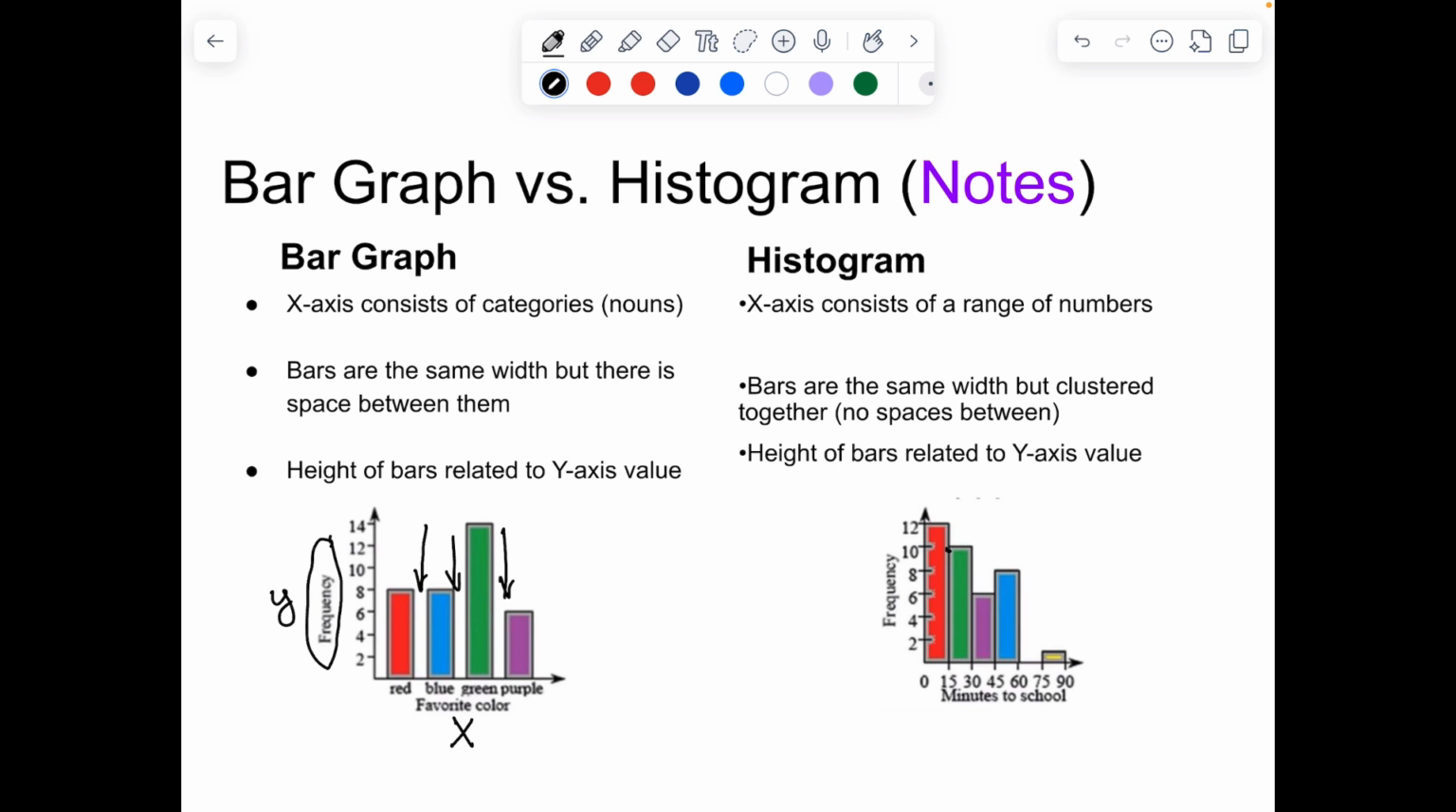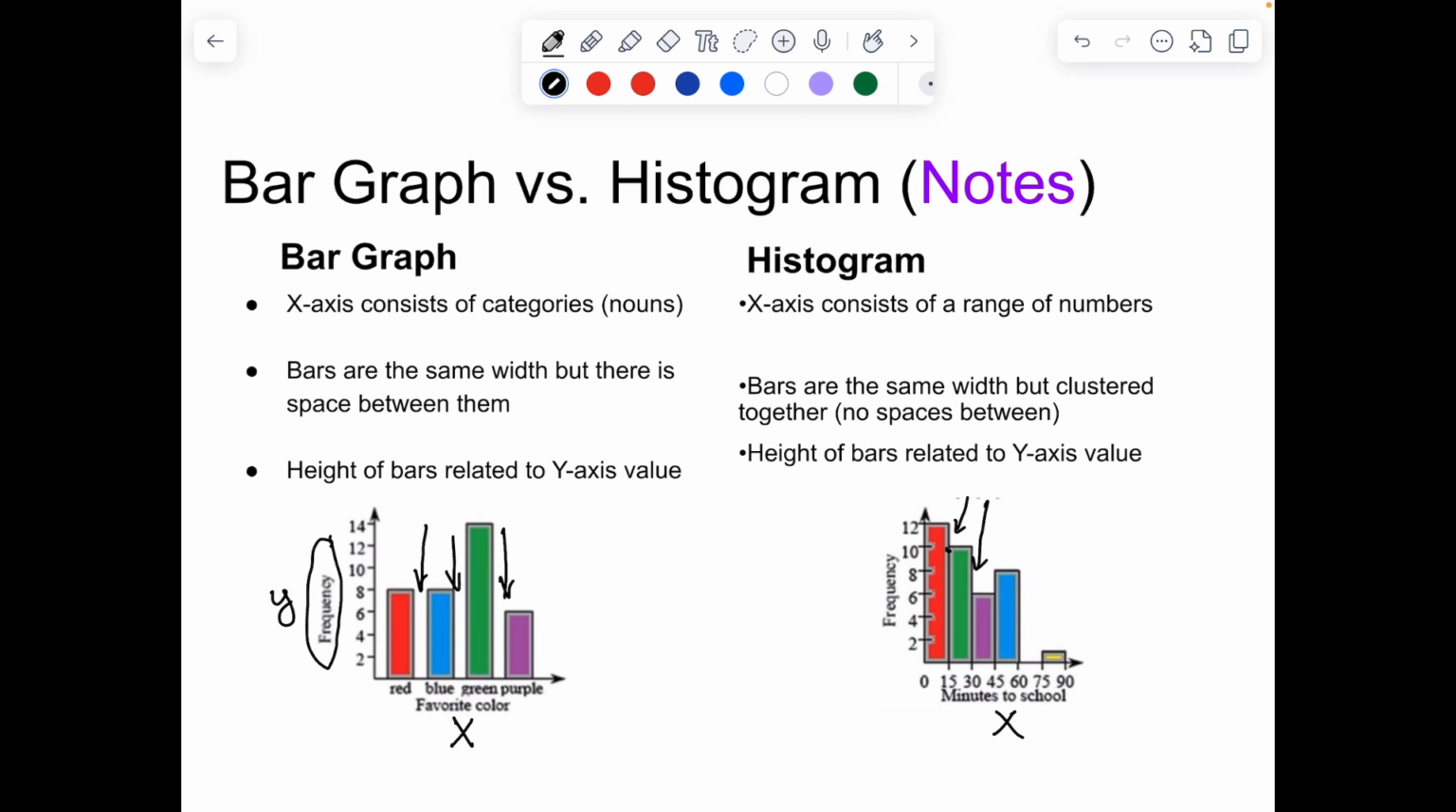A histogram, on the other hand, has an x-axis that consists of a range of numbers instead of categories. So here, on this histogram below, we see we have the number of minutes it takes to get to school. The bars are the same width, but they are clustered together, so there's no spaces in between them. Okay, so there's no spaces in between each of the different colored bars here.